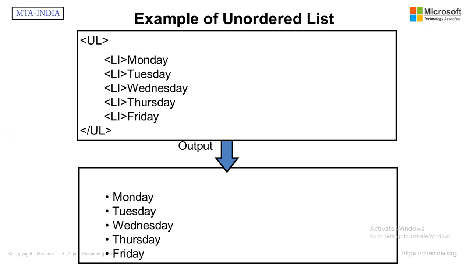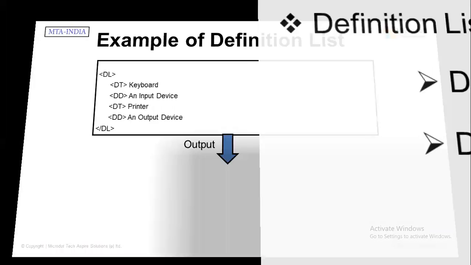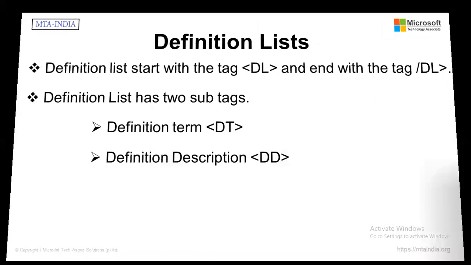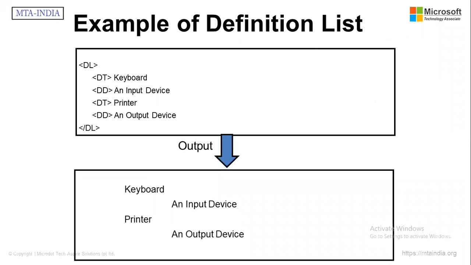Okay, so now what you need to do is cover the definition list only. Inside the definition list, there are three types of tags: DL, definition list; DT, definition term; and DD, definition description. Take a screenshot.